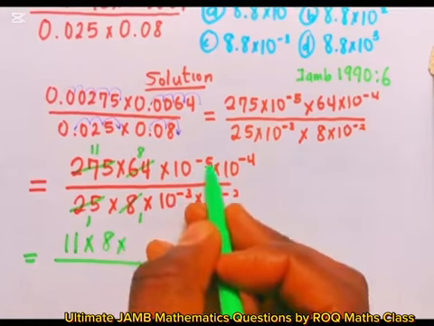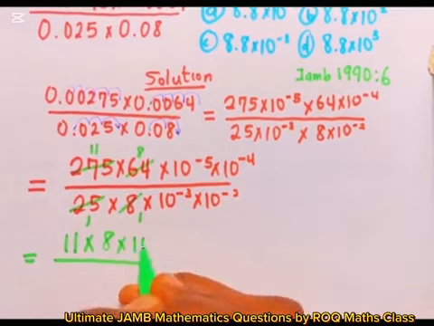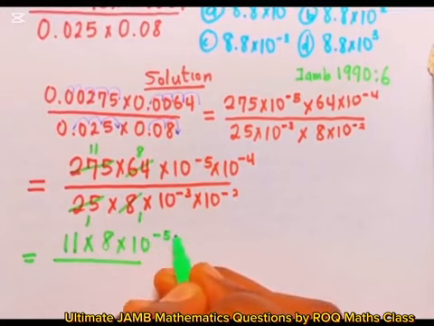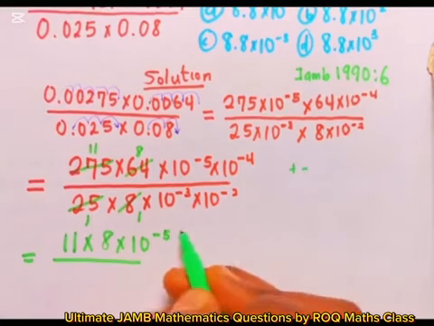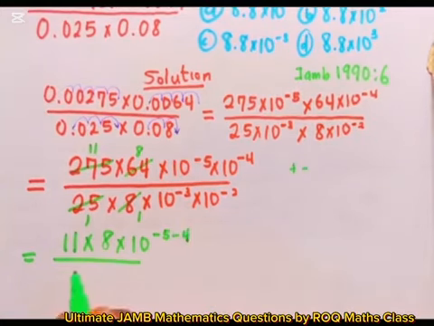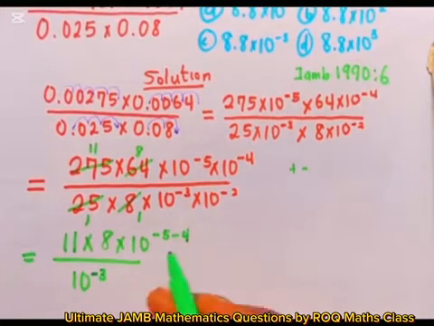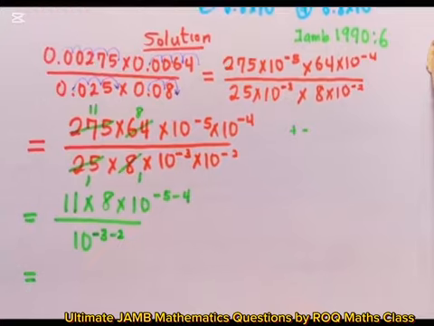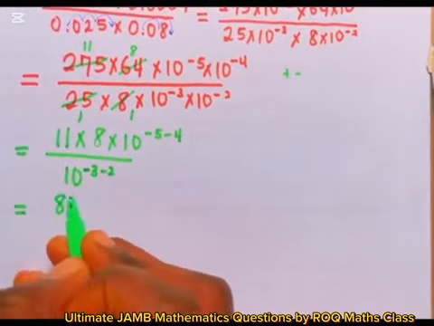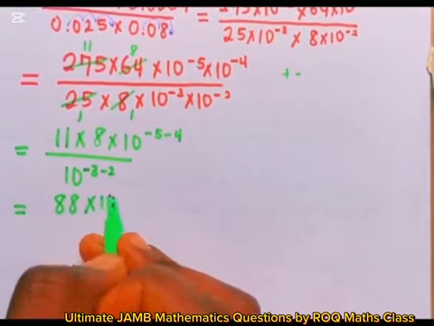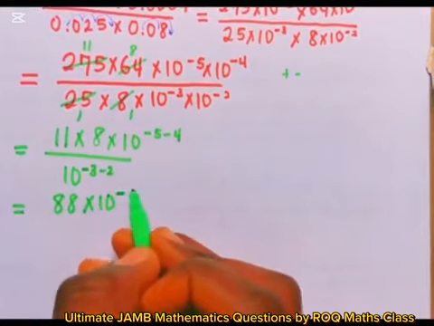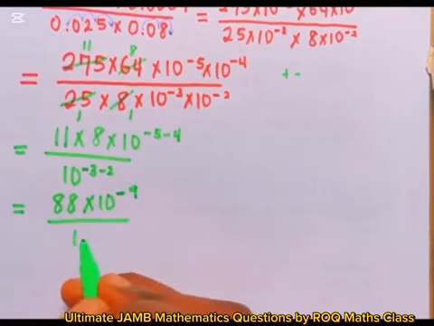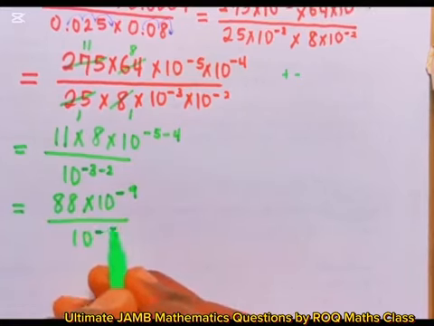times, from the law of indices, we are going to add this power together. I'm going to have 10 to the power of negative 5 plus minus, which is minus 4, over 10 to the power of minus 3. Then from the law of indices, I'm going to add this power together, which is now minus 2. So this is equal to 11 times 8 is 88 times 10 to the power of negative 9 over 10 to the power of negative 5.